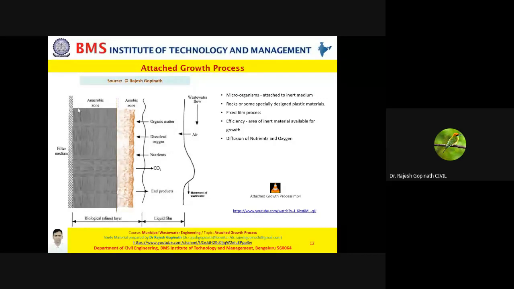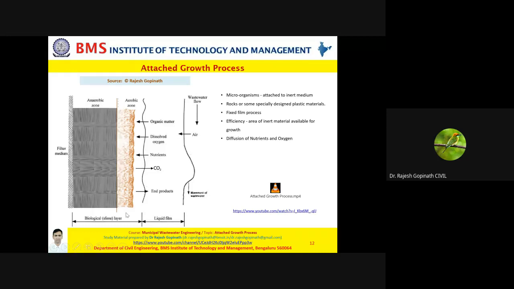Okay, this is the filter media, some surfaces which are being provided for the microorganisms to stick. This is your anaerobic zone, where there is no oxygen available, so all the microorganisms present here are anaerobes. Now this is your aerobic zone, that is, there is sufficient oxygen present. All the aerobic activity generally takes place in this zone.